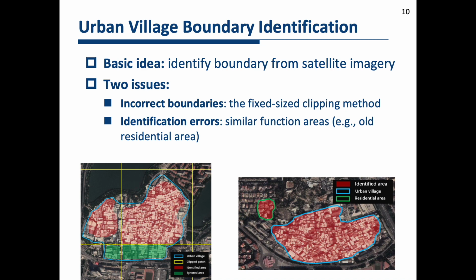First, if we clip a large remote sensing imagery into fixed-size imagery patches, the resulting urban village boundaries might be incorrect, leaving lots of spaces alongside the grid borders. Second, these algorithms tend to classify similar function areas such as old residential buildings as urban villages. In a word, we need to incorporate more information to achieve better boundary identification results.